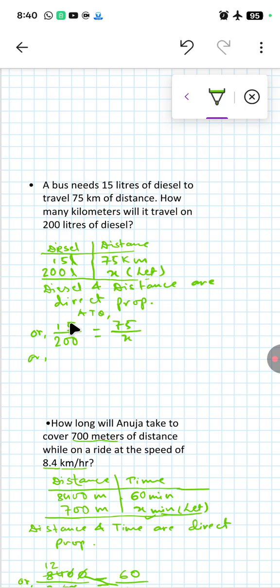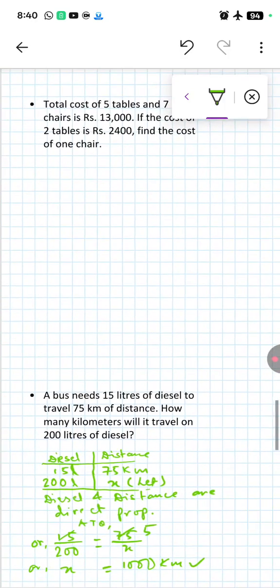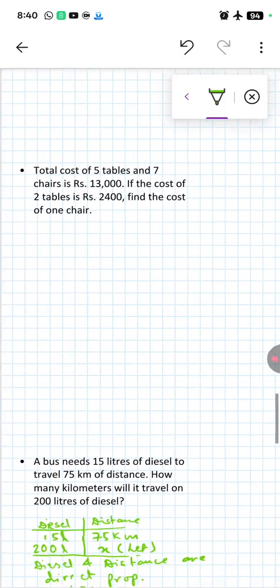Now let us find it out. 15 5s are 75. Now 200 into 5, x 1s are x, cross multiplication. 200 into 5 will become 1000. 1000 kilometers can be traveled with 200 liters of diesel. Let us see the next question.